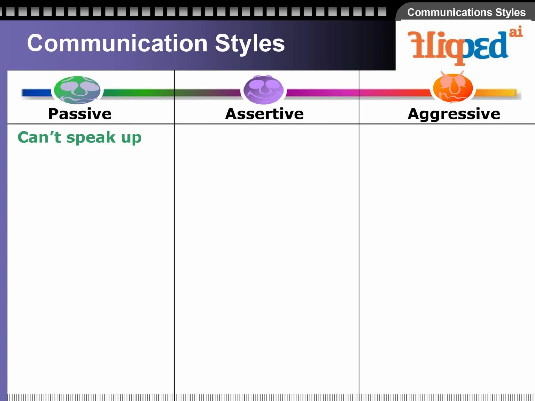On slide 6, we present a communication styles comparison table to visually illustrate the distinctions between the three main communication styles: passive, assertive, and aggressive. In the passive column, we place can't speak up as a characteristic of passive communication.